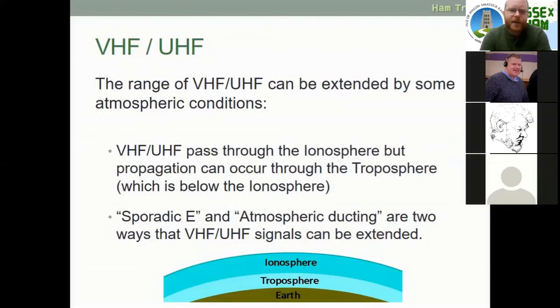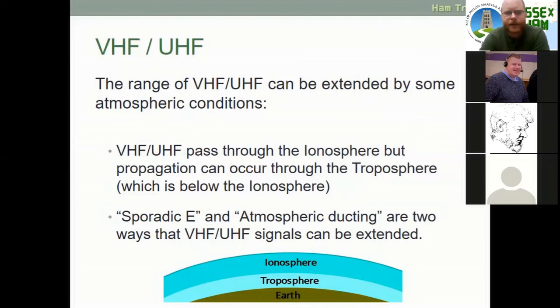So the range of VHF and UHF can be extended by some atmospheric conditions as well. We know that VHF and UHF passes through the ionosphere, but propagation can occur through the troposphere, which is below the ionosphere. If you look at the diagram here, we have the ionosphere above, then we have the troposphere, then we have the Earth's surface. So there are two kinds. There is sporadic E and there's atmospheric ducting. These are two ways that these signals can be extended. However, these two ways are also very unpredictable.